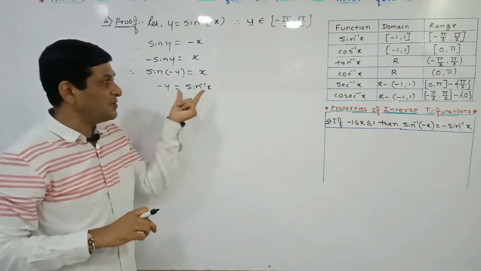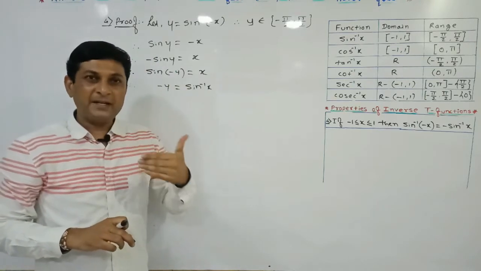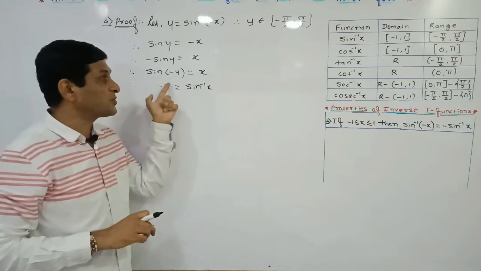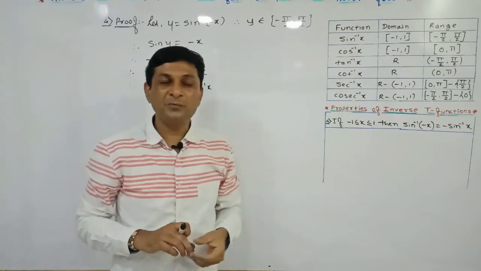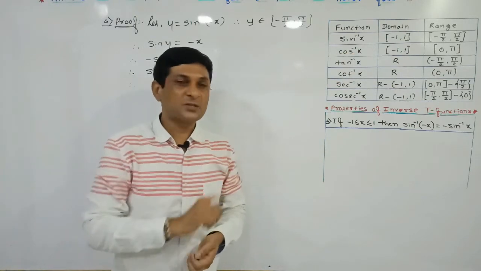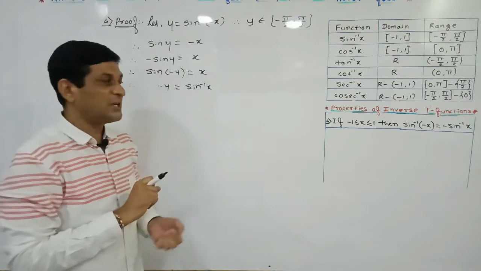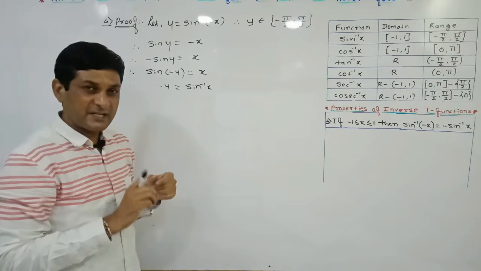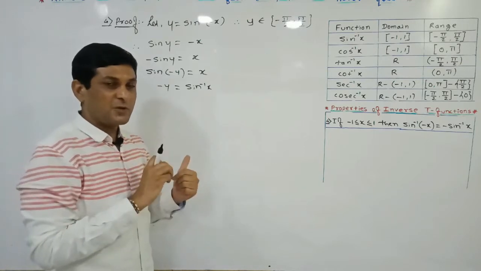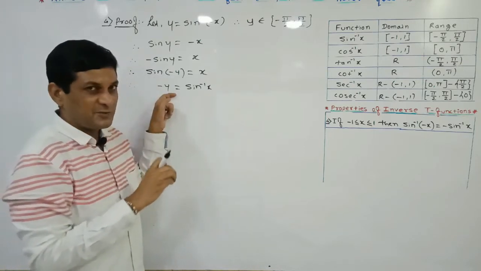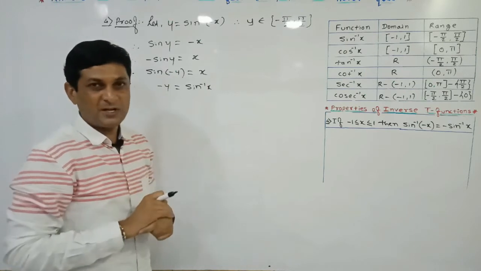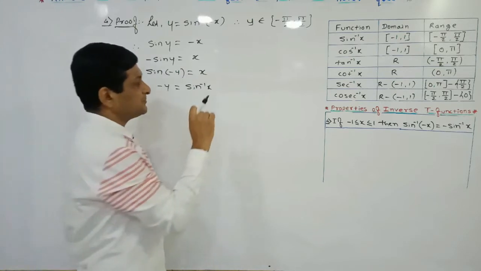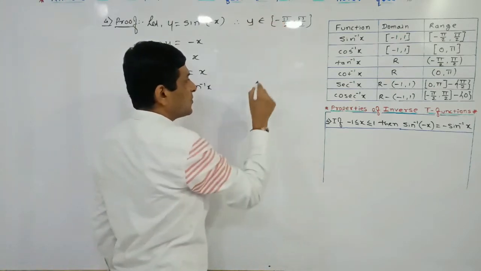Minus y is the value of sine inverse of x. It means it should belong to its range set, and its range set is in which interval? Minus pi by 2 to plus pi by 2. Now we have to check whether this value lies in the range or does not lie in the range. If it lies in the range of sine inverse, we are able to consider it as principal value. Otherwise we are not able to consider it as principal value.